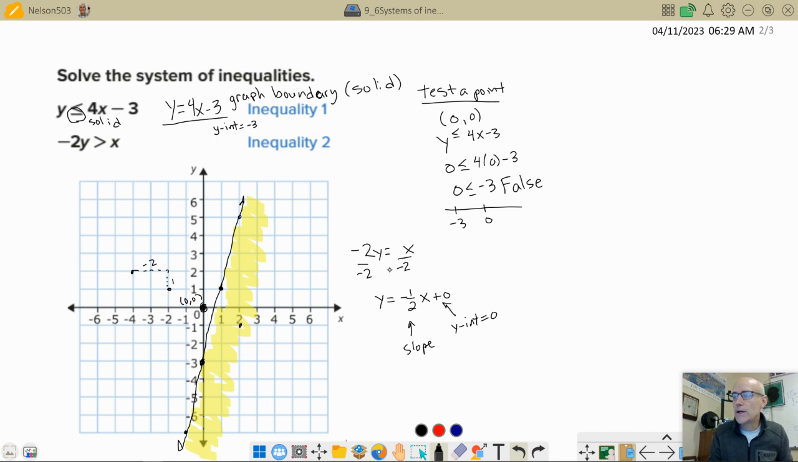Down 1, over 2. And then I'm going to connect those points together. Dashed line for this one, because it's just a greater than sign. So we talked about this before. Hopefully this all seems familiar. Like, why is he going so slow through this? Hopefully you feel that way. If you don't, I'm glad I'm reviewing this for you. So dashed line. Now we have to decide which way we're going to shade.